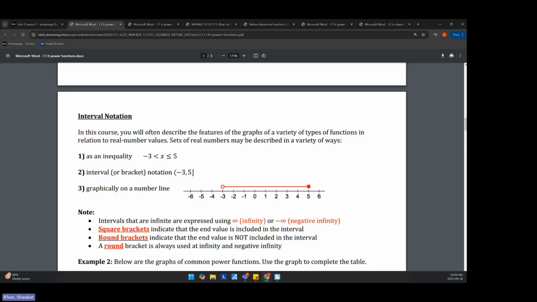So that's the kind of tricky part. But interval notation is just remembering to use either curved or square brackets. So just be careful with that. That's very important. And this is inequalities.